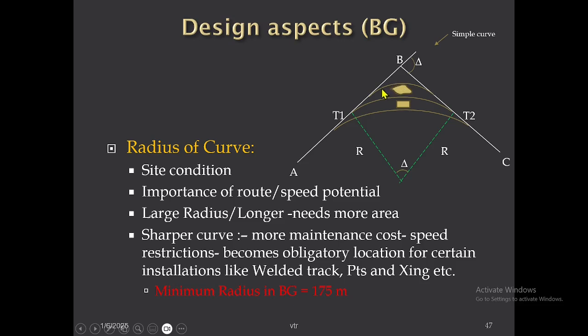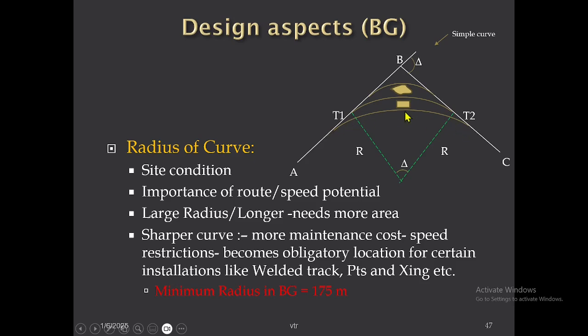It will become a sharper curve. A sharper curve normally will be a problem, because sharper curve means what? There will be more superelevation involved. High speed trains will not be permitted, and if that is the case, we have to impose a speed restriction on the curve.